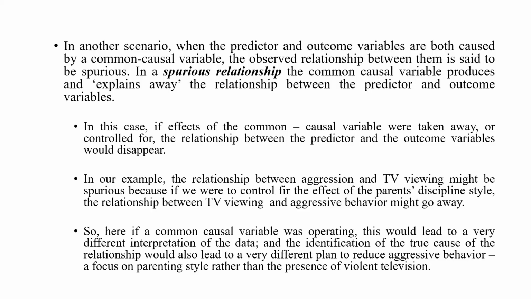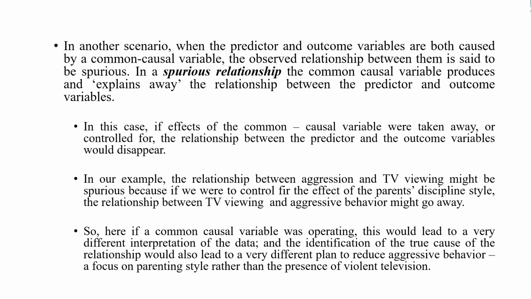So, there could be another scenario where the predictor and the outcome variables are both caused by a common causal variable. When this is happening because of a common causal variable, the observed relationship is said to be a spurious relationship. It is a relationship that is spurious because neither of the two variables is actually causing the other. It is the third variable that is having an influence on both.